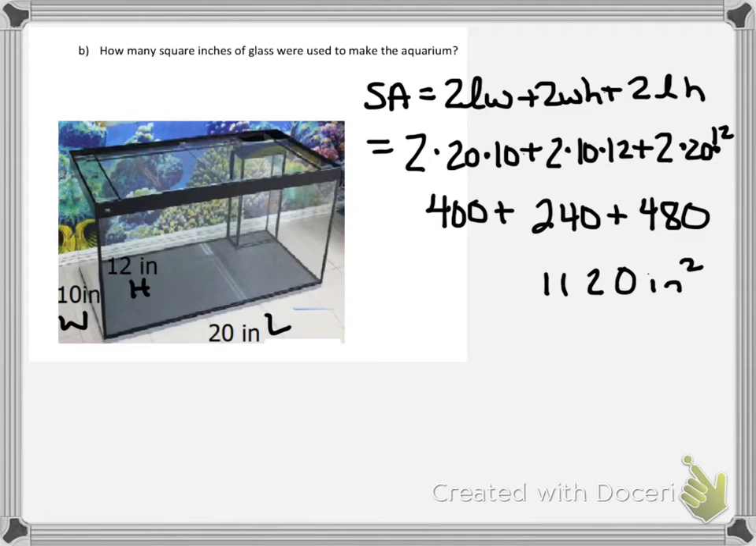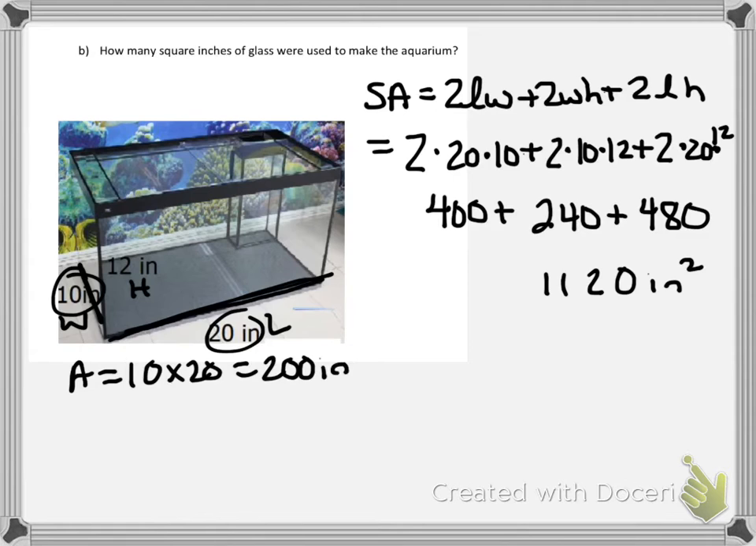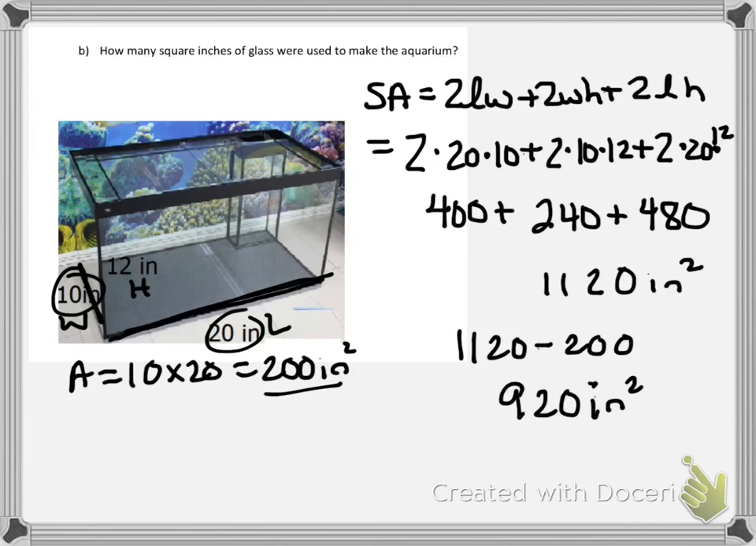So that means we need to remove the plastic area from the surface area. So the bottom is made up of a length of 20 and a width of 10. So the area of the bottom is 10 times 20, or 200 square inches. So we need to remove that area, because that's plastic, from the whole surface area. So 1,120 minus 200 is 920 inches squared, or square inches of glass are used to make that aquarium.